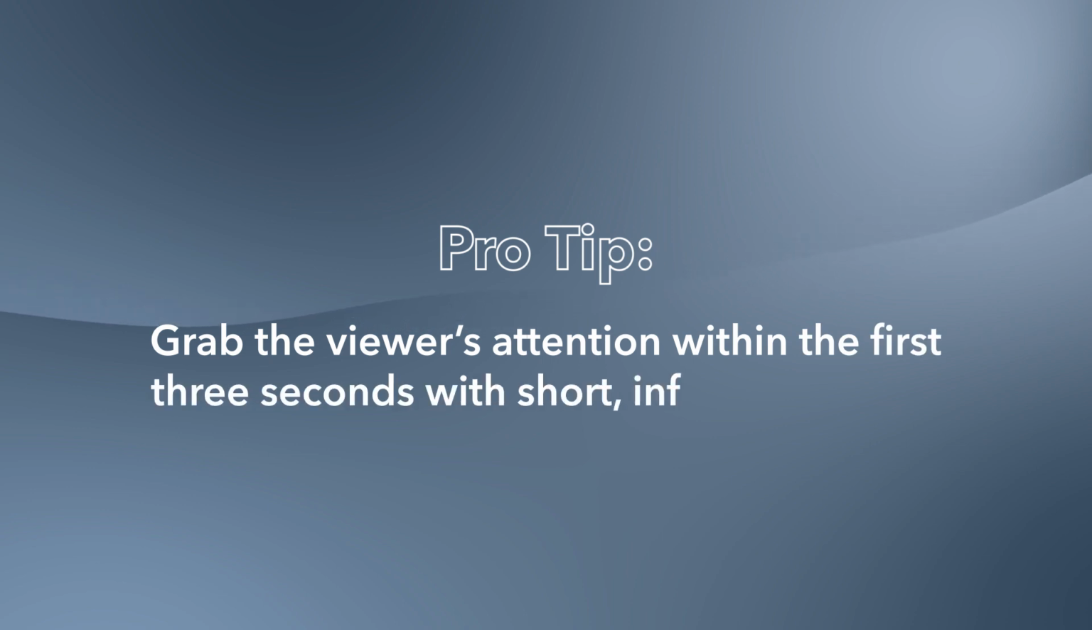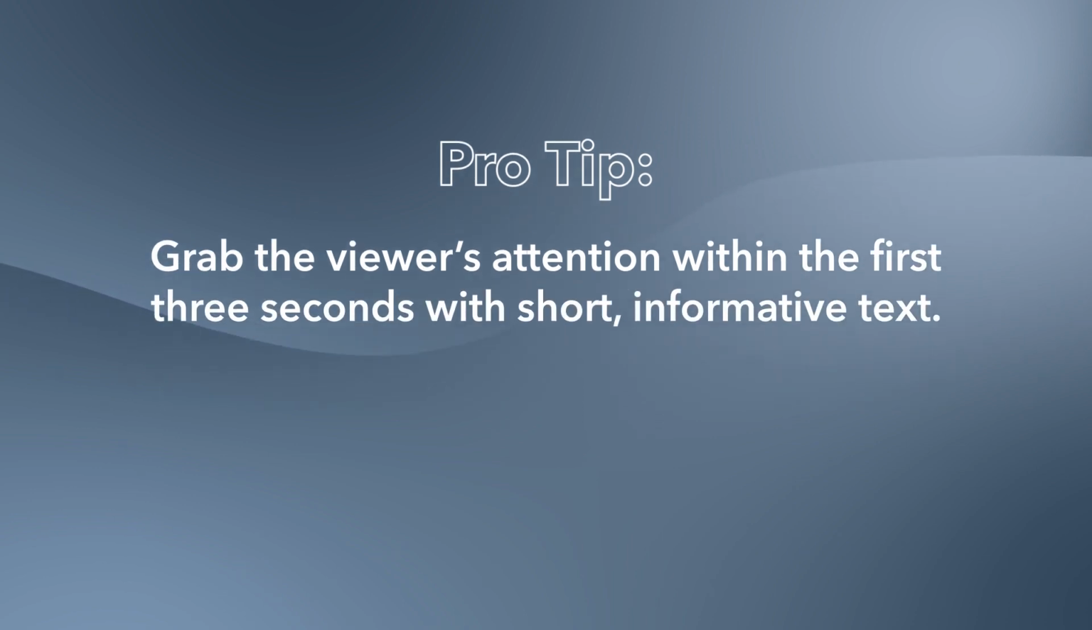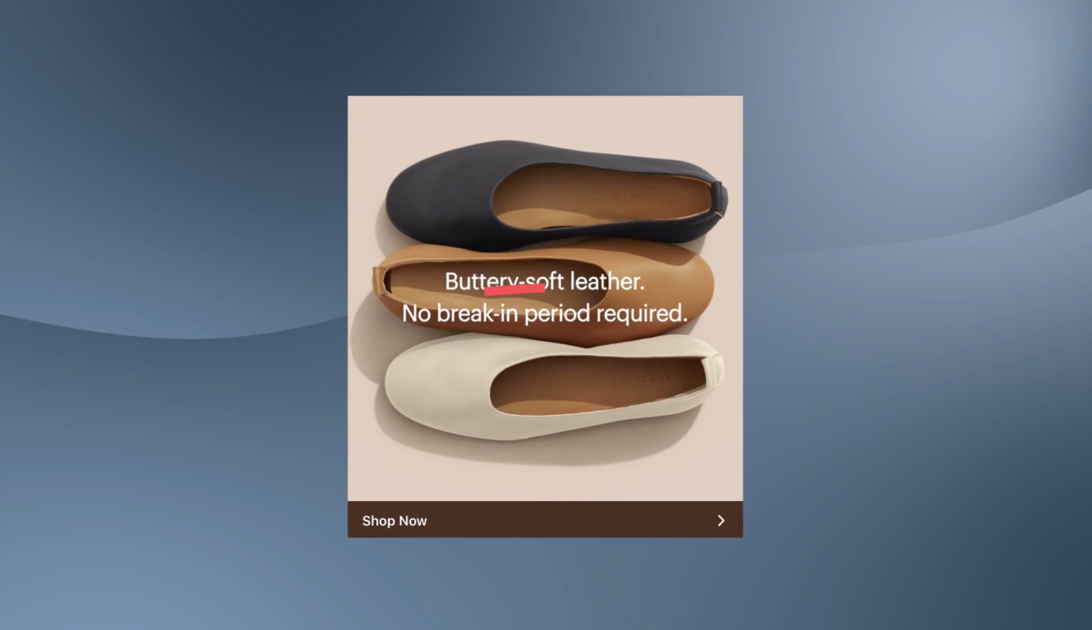Coming back to the Everlane ad, here's what else they do really well. They grab the viewer's attention within the first 3 seconds with their text. In the first 3 seconds of this ad, no break-in period required grabs your attention. The text is short, informative, and eye-catching, and it's right on the photo itself, so you can't miss it. Kind of like when you're walking down the street and you see someone with a really cute dog and you're like, that caught my attention just now. It did. Additionally, I didn't even have to turn on any sound to understand the benefits of the product. Mwah, beautiful. Everlane, good stuff.